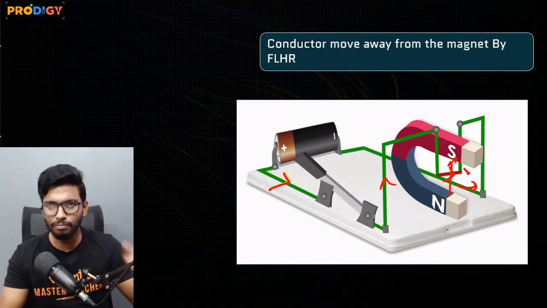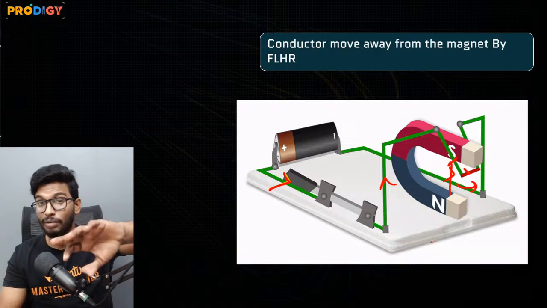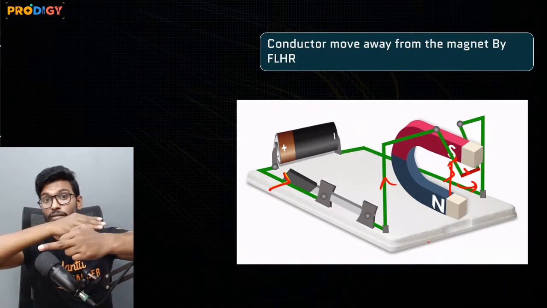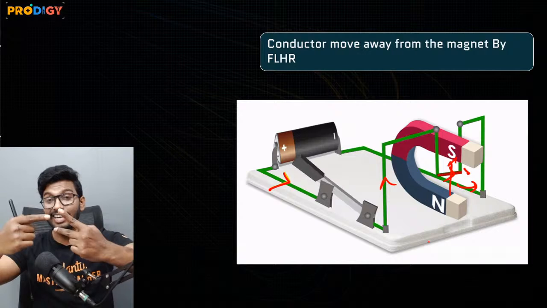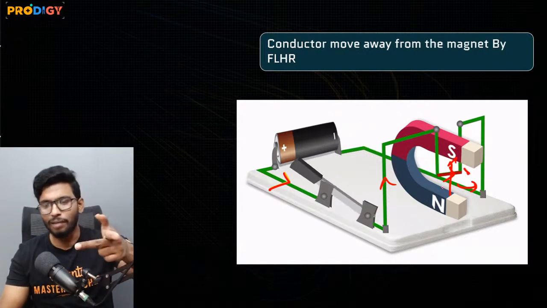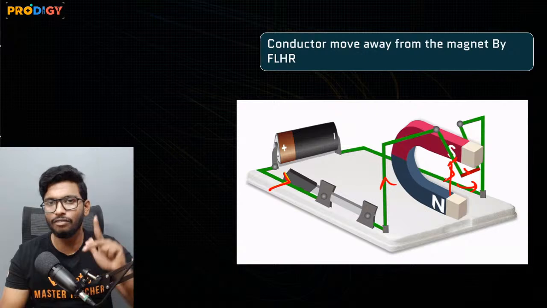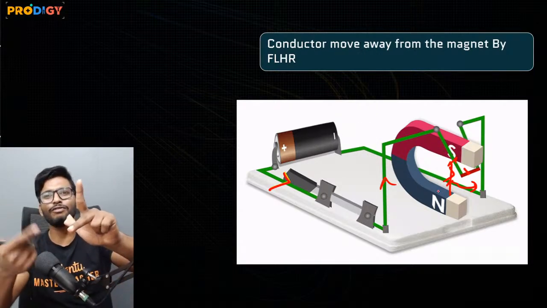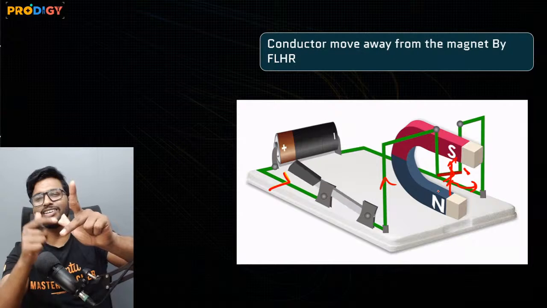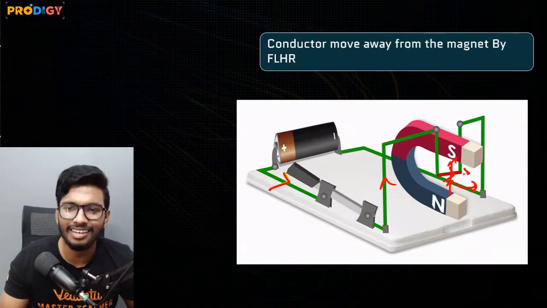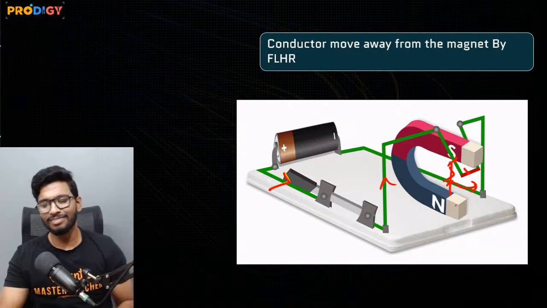So once again, people, pay attention. The middle finger shows the direction of the current. So here the current is going from left to right. The index finger shows the direction of the magnetic field, which is going upwards, because when you talk about the magnetic field, it's always going from north to south. Finally, what will be the direction of the force on the conductor? Force on the current carrying conductor would be outwards.